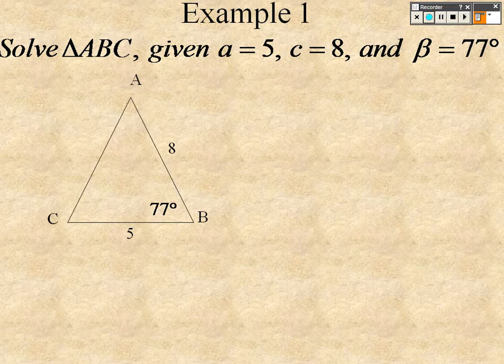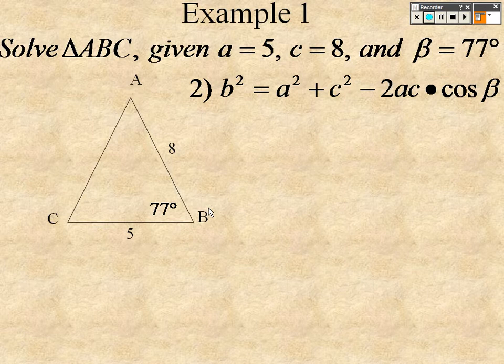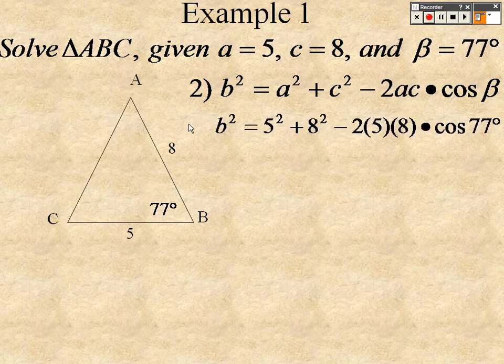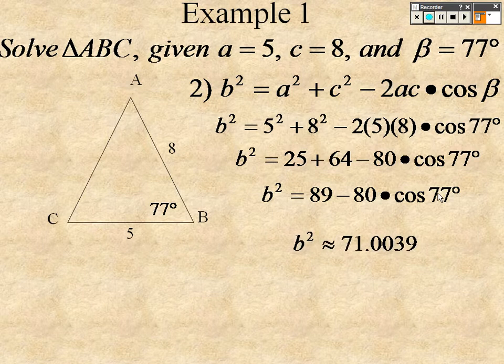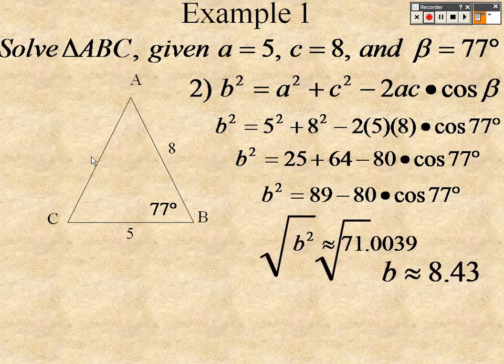So how do you know which side to solve for? Well, since you have the two sides and you have the angle, the only thing that would be left that you don't know is b. So in this circumstance, you're probably going to use the b squared formula because that's what you don't know. So it's b squared equals 5 squared plus 8 squared minus 2 times 5 times 8 times cosine of 77. So that's a 25, a 64, and a negative 80. And you combine that all together, so you get b squared is approximately 71.0039. You square root both sides, and you get that b is about 8.43.